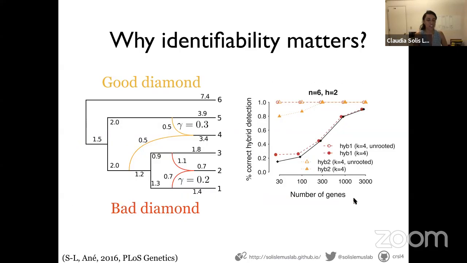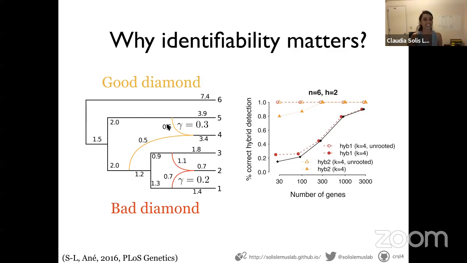Okay, I'm just going to give you a motivation for why you want to care about identifiability. Basically, that tells you whether the data has signal for what you want to reconstruct. I'm going to show an example, and this will make more sense if you look at it again after seeing Arrigo's poster. But we simulated data on this network here that has two types of hybridizations, which we denote a good diamond and a bad diamond.